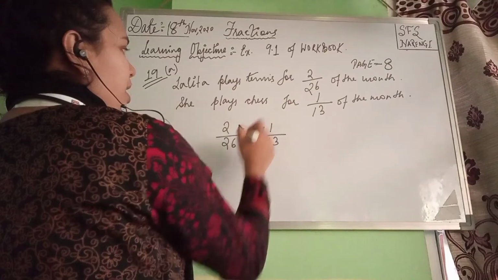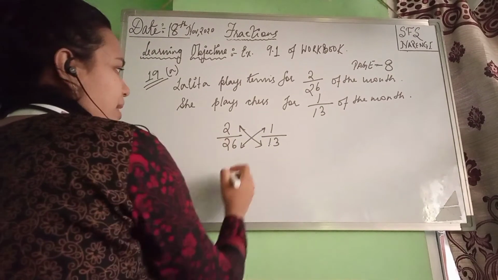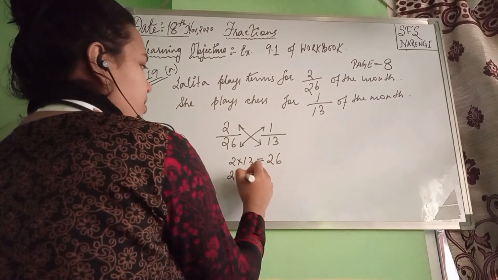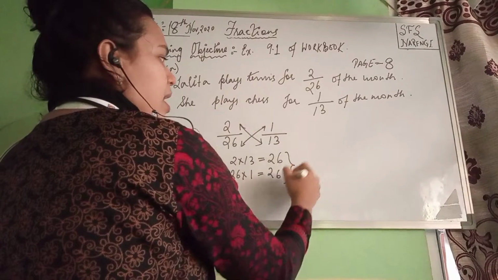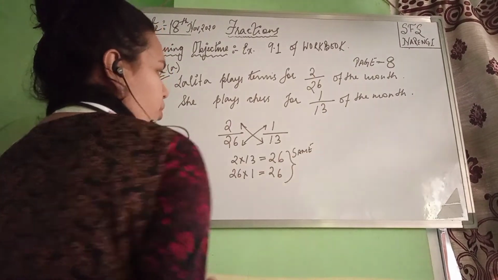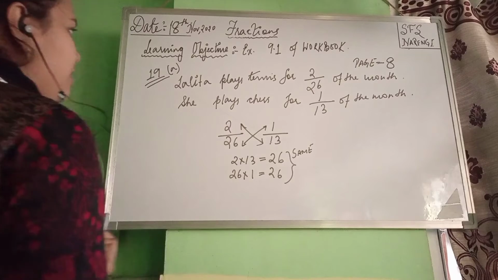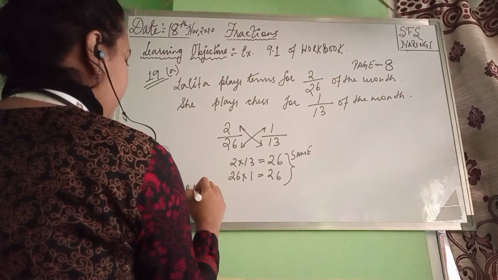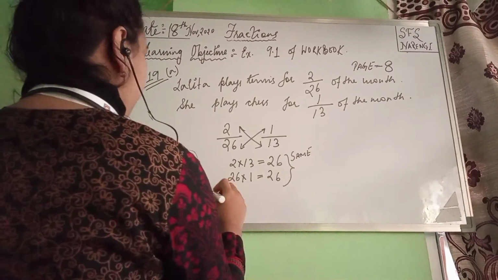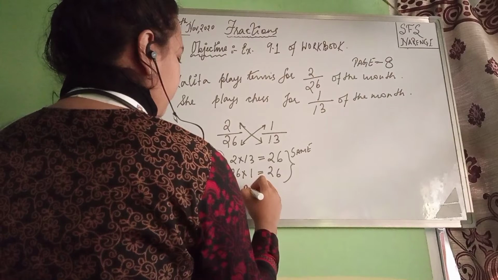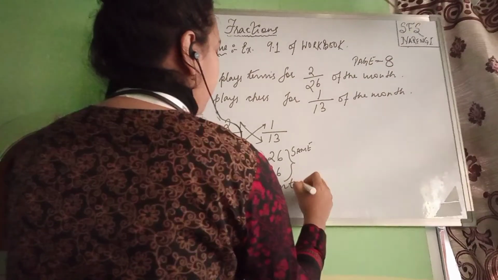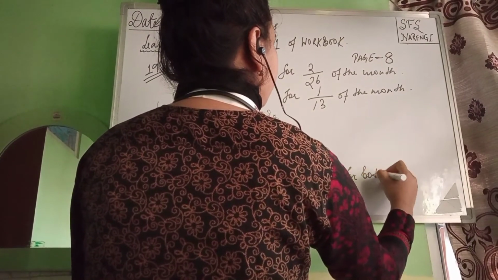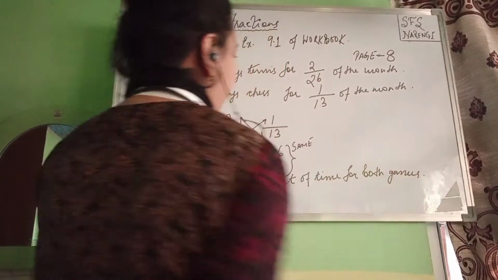And then do a cross product. So once you cross multiply them, what will you get? 2 into 13 is equal to 26. 26 into 1 is equal to 26. Are they the same? They are the same, okay? So I can say that Lalita plays the same amount of time for both games.